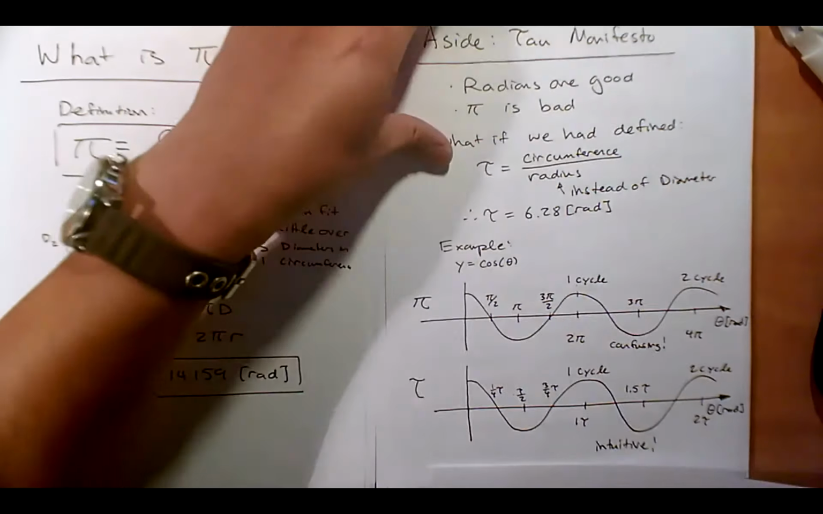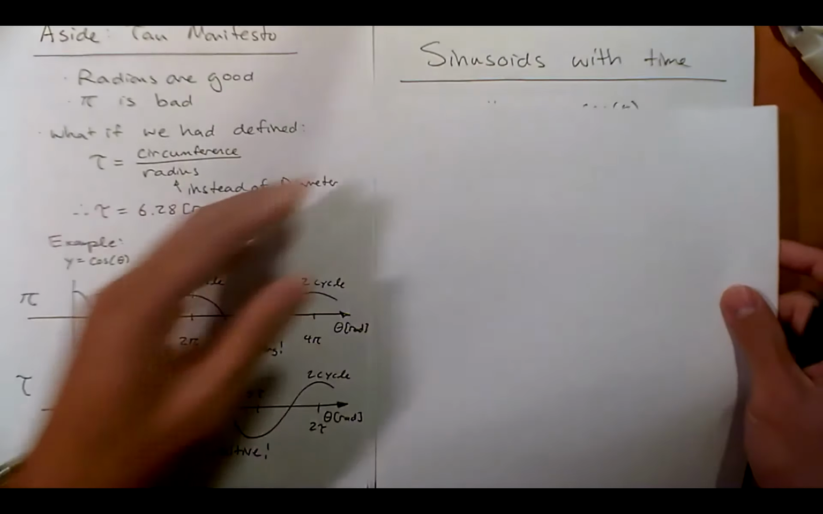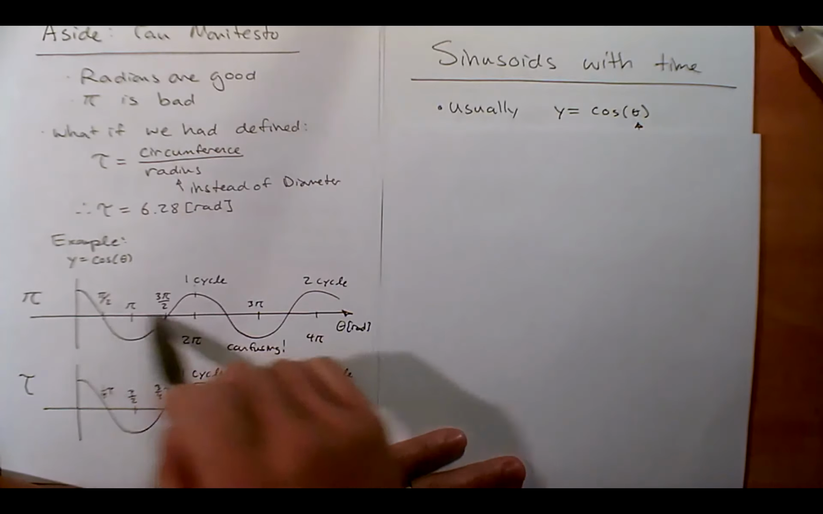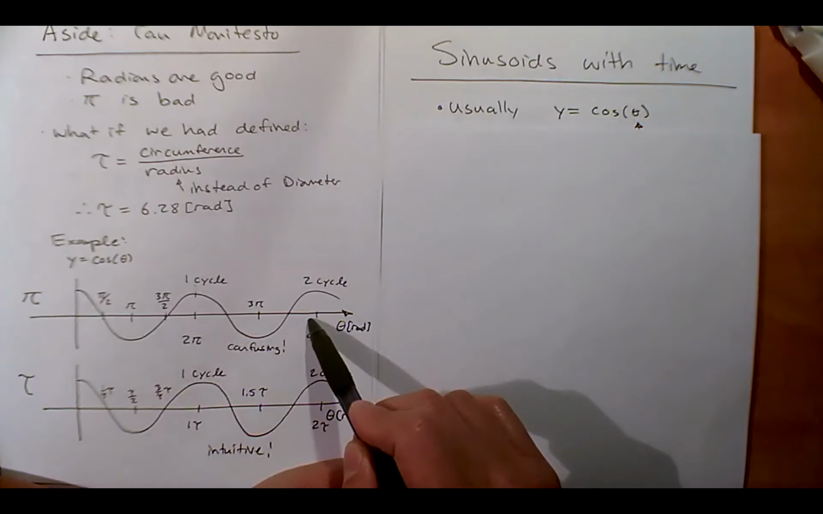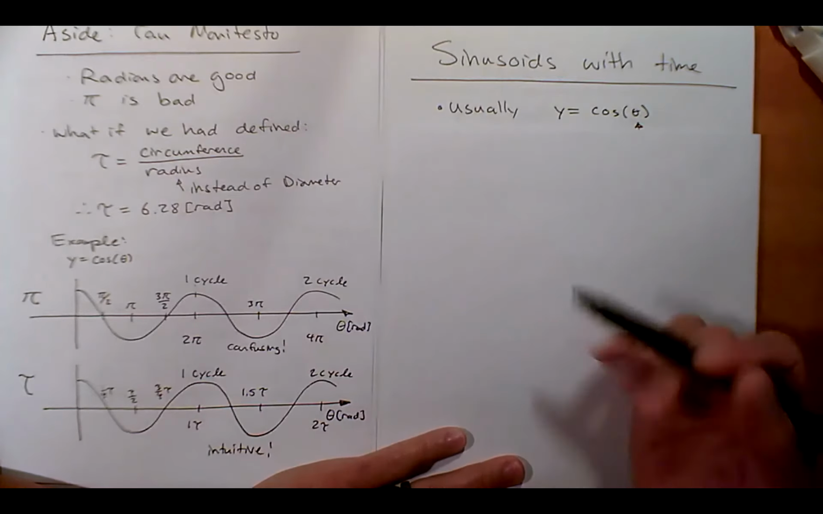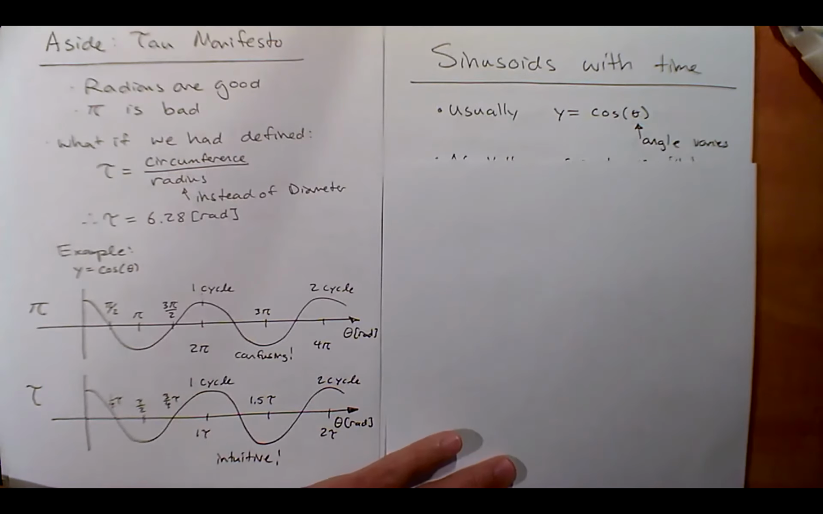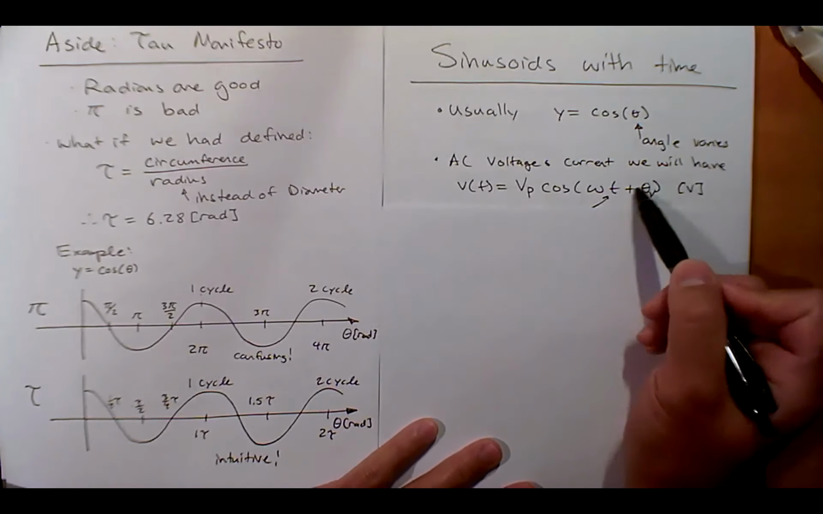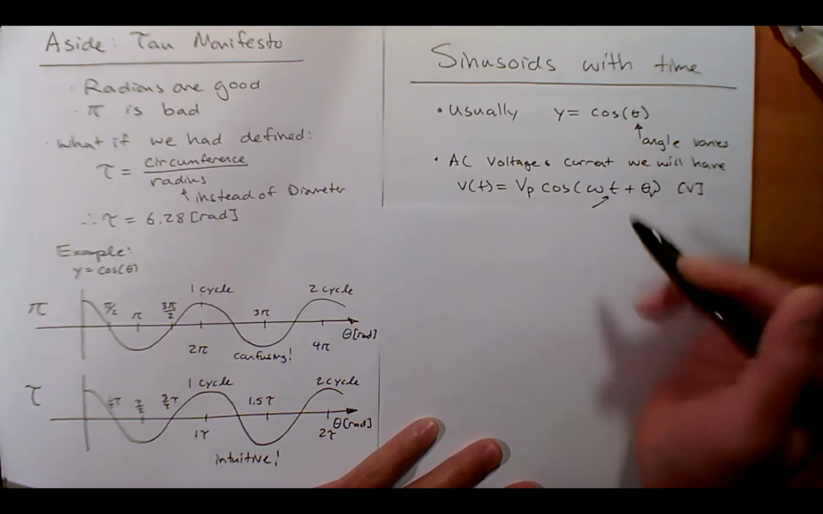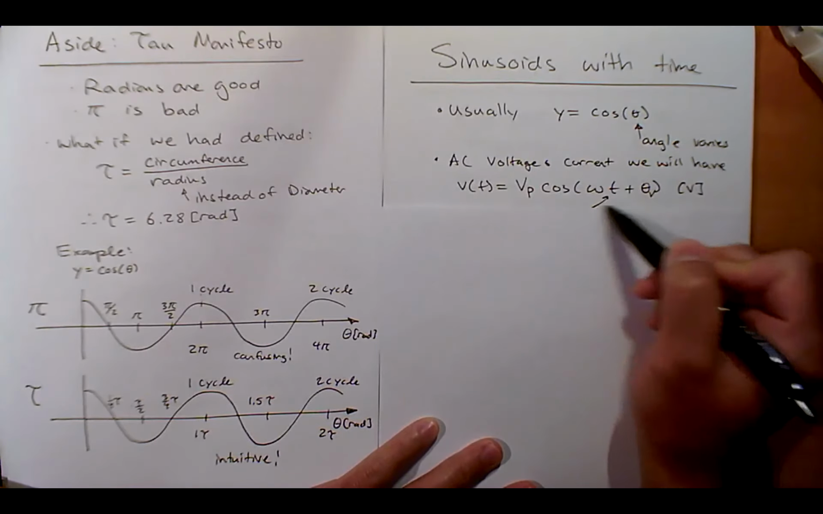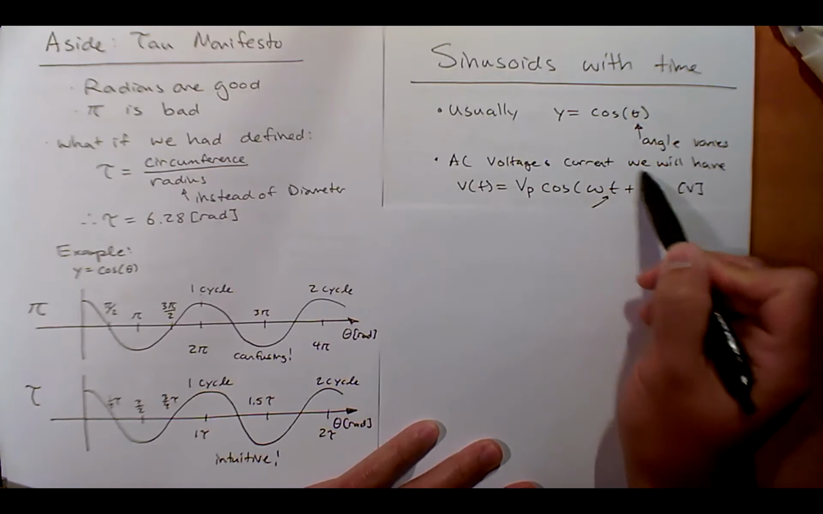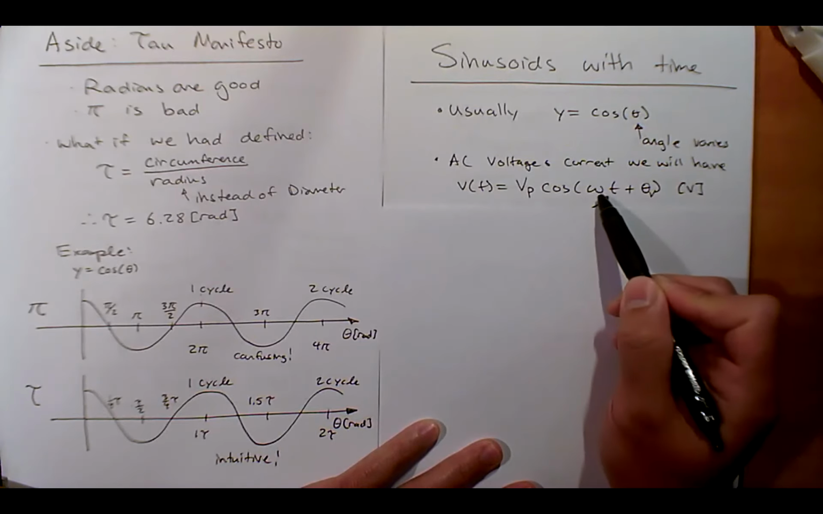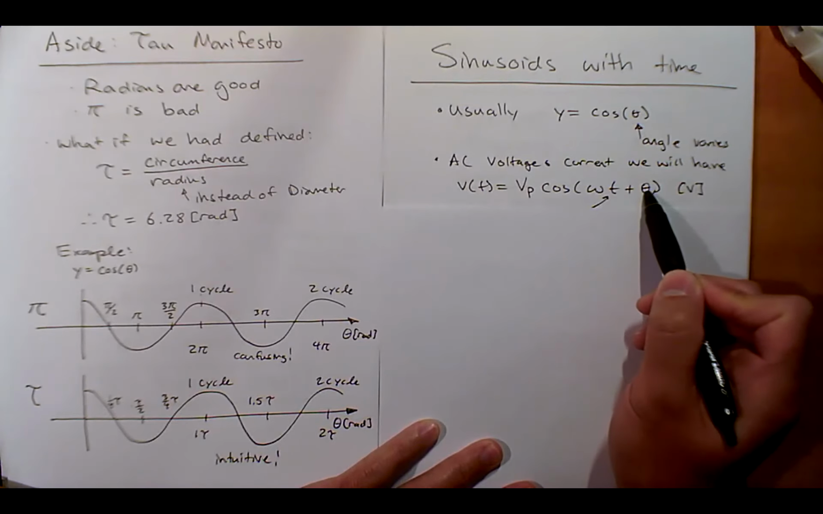Okay, let's keep going. Let's look at sinusoids with time. Here, we had the x variable as theta. What if we want this to be time, because that's going to be related to AC current and voltage? So this is going to be our new formula. Notice the argument, the stuff in the parentheses, that's called the argument. This argument is actually still an angle. That doesn't change. But within the argument, we have omega t plus theta.